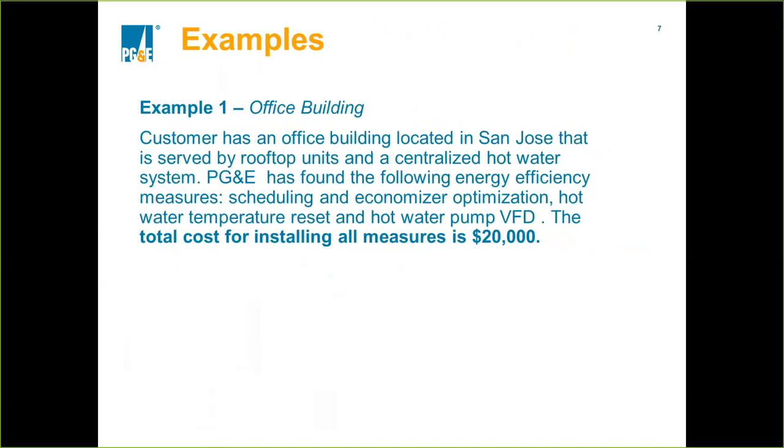One of PG&E's engineers has gone to this facility, and they've done an audit for their HVAC system. And they found that the customer has potential for energy savings for scheduling optimization, economizer optimization, hot water reset, and hot water pump VFD installation. And so what we will do with the example is show you how you need to input in order to calculate the savings for these measures.